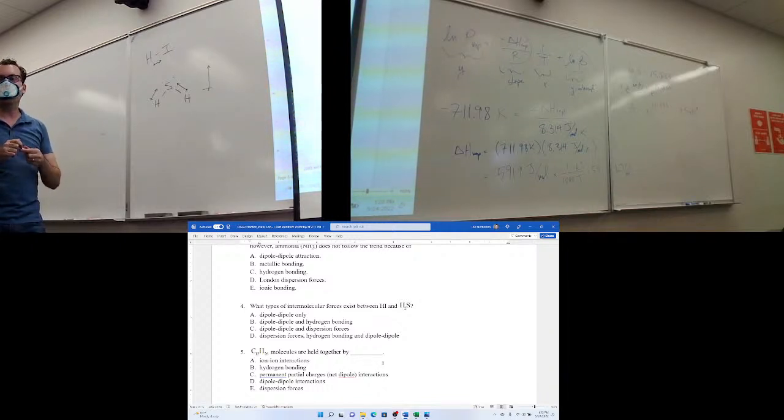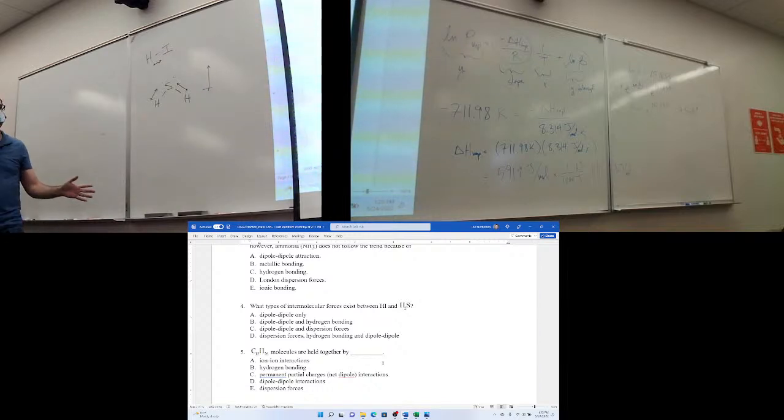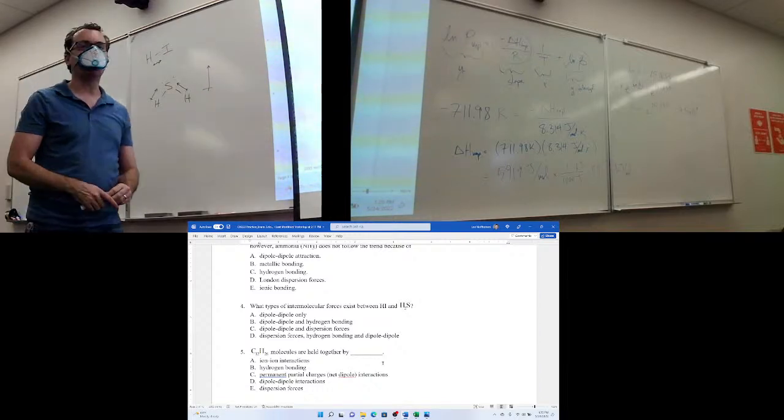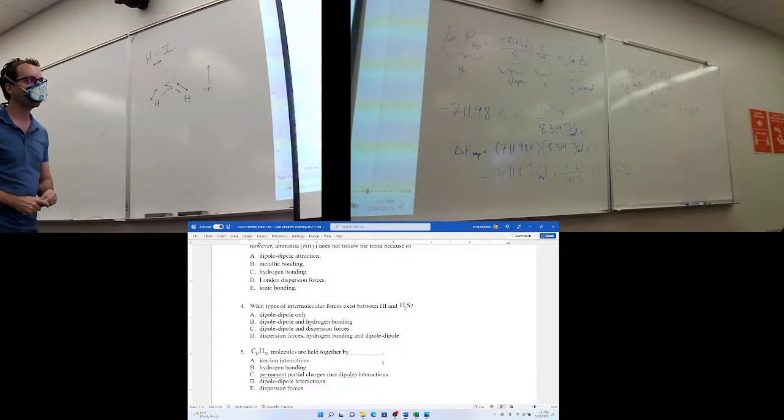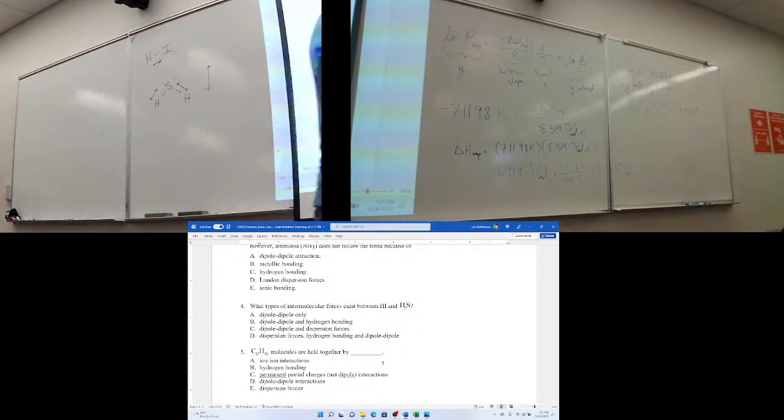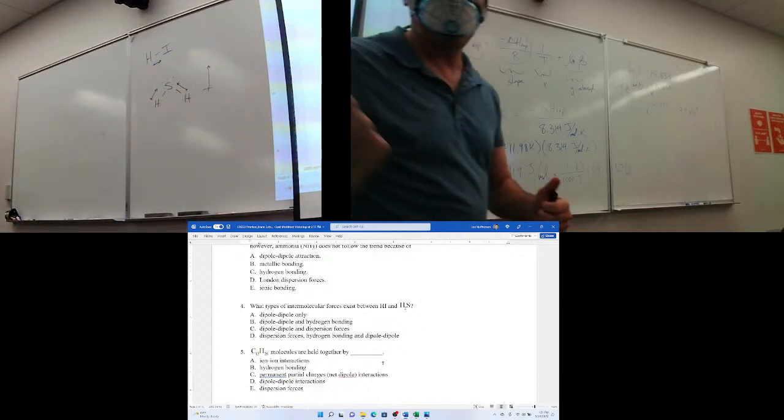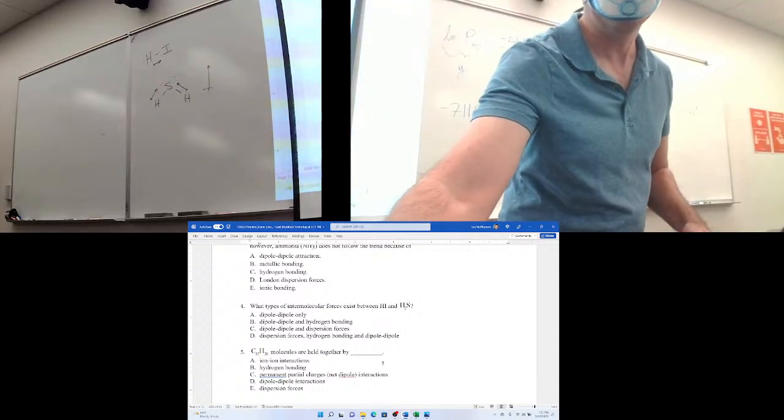That would be the strongest IMF between them. But this is not asking for the strongest, it's asking for all of them. Everything does dispersion forces, everything. So dipole-dipole and dispersion forces. Okay. No hydrogen bonding. There's no N-H, no O-H, no F-H bond.